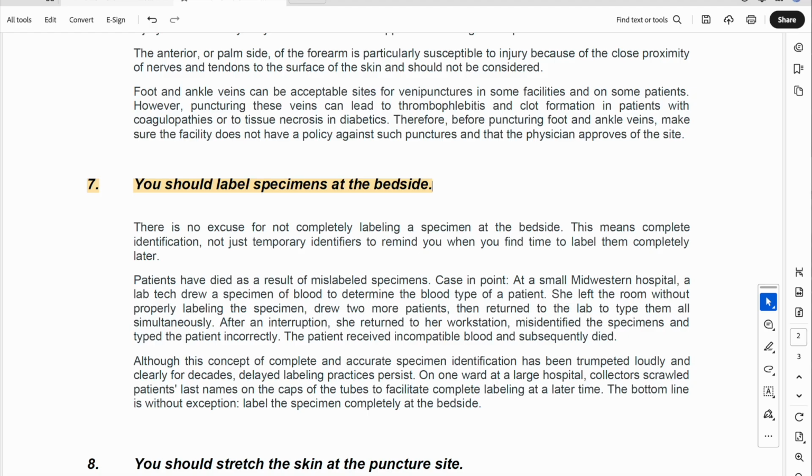Despite decades of emphasis on this principle, delayed labeling practices persist. Some facilities have observed collectors writing patients' last names on tube caps as temporary identifiers. This practice is dangerous and unacceptable. The bottom line is non-negotiable. Label specimens completely at the bedside every time, without exception. Your patient's life may depend on it.